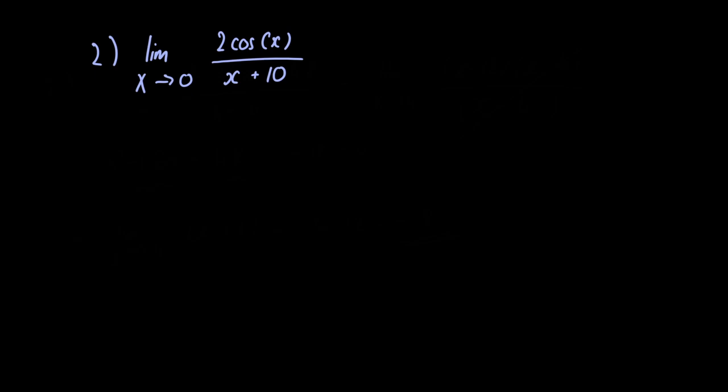We're going to figure out what the limit is as x approaches 0 of 2 times cosine of x divided by x plus 10. So notice here that our function is defined when x is equal to 0. This is our function here. So we can just go ahead and let x equal 0.